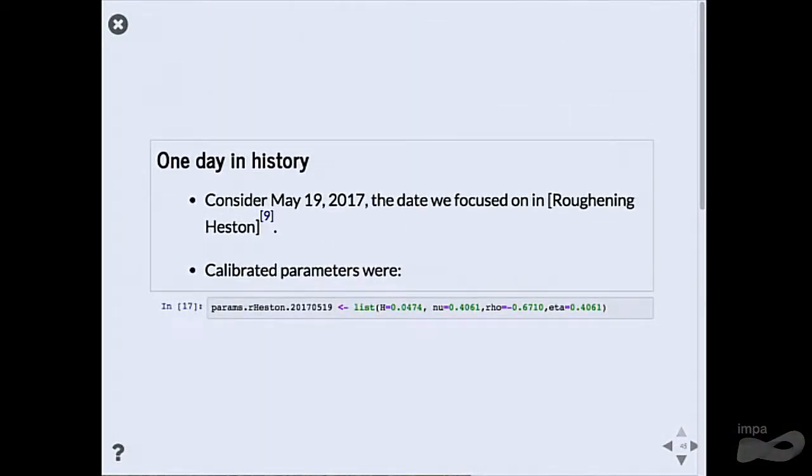Okay, so now I'm losing track as to whether I actually computed this or not. So here are my calibrated parameters.